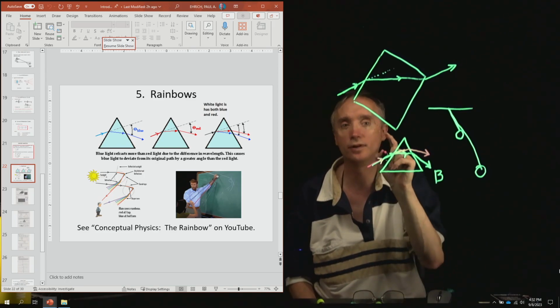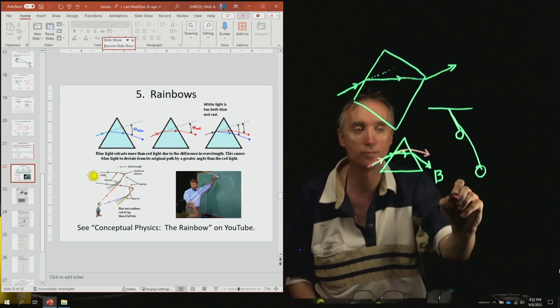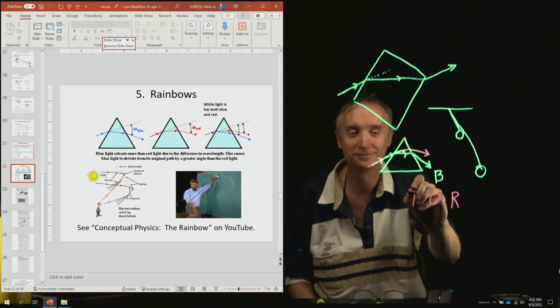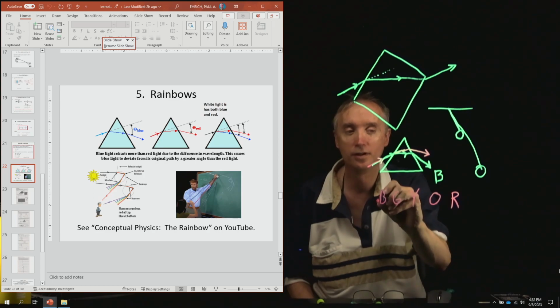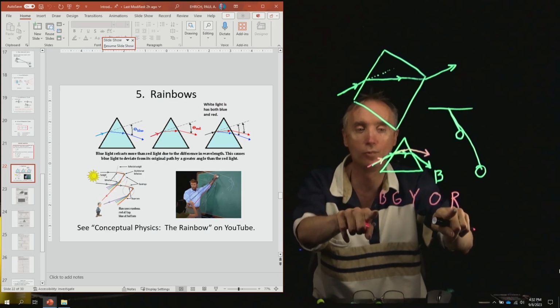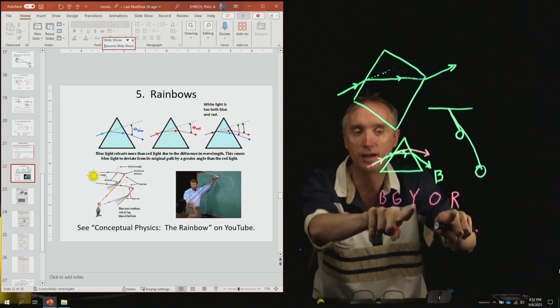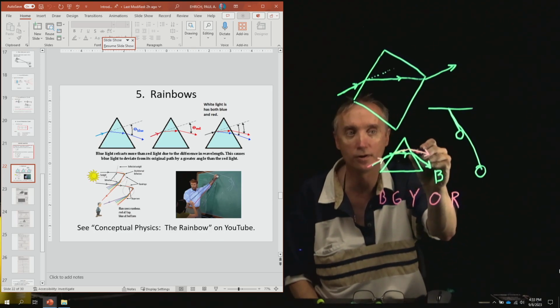All right, so now let's remember the Roy G. Biv thing. So I'll put red over here. So we got red, orange, yellow, and then G, and then B. Notice that red is on one end of the spectrum and blue is on the other end of the spectrum. So where do you think yellow would be? Well, yellow would be somewhere in here.